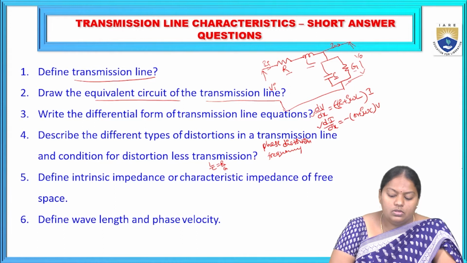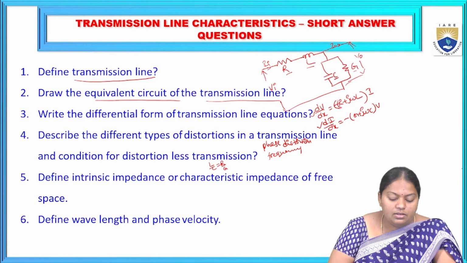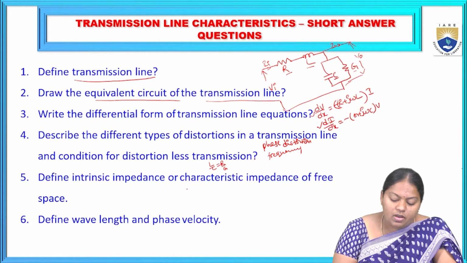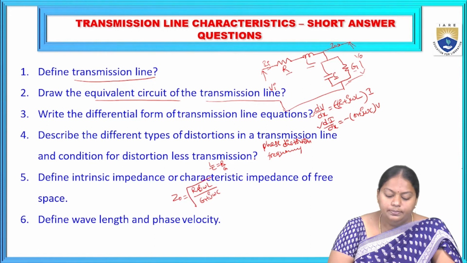The inductance L, capacitance C, resistance R and conductance G are called the primary constants of a transmission line. Next, define intrinsic impedance or characteristic impedance of free space medium. Intrinsic impedance or characteristic impedance is represented with Z0 in transmission lines, and it is expressed in terms of all the primary constants as root over of (R plus j omega L) by (G plus j omega C).